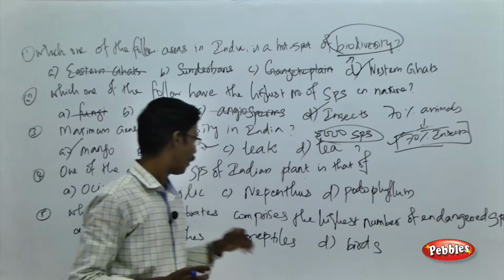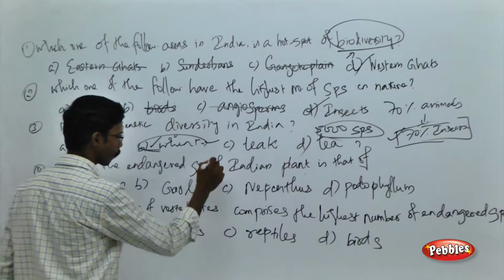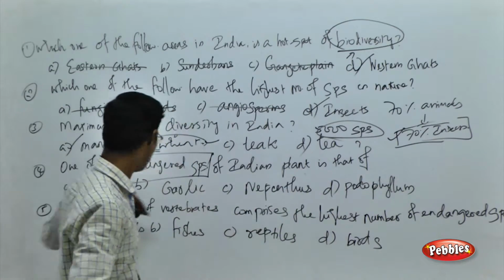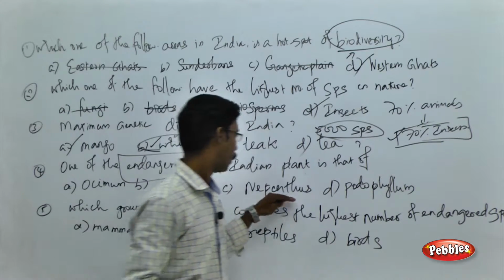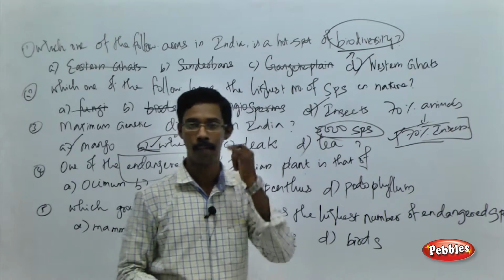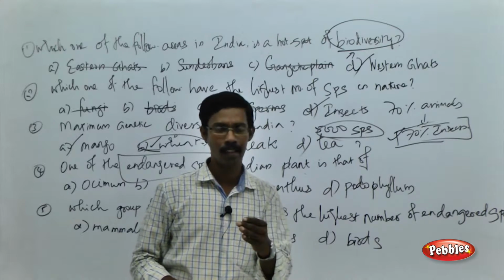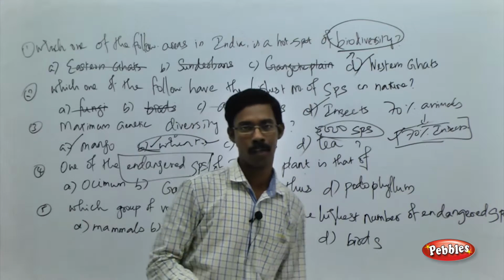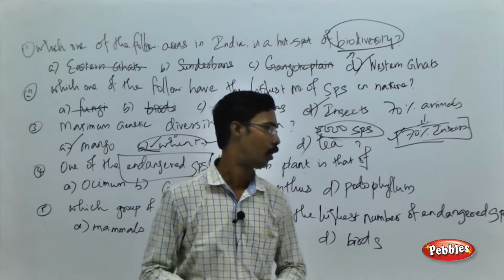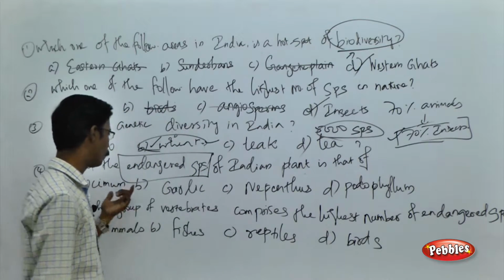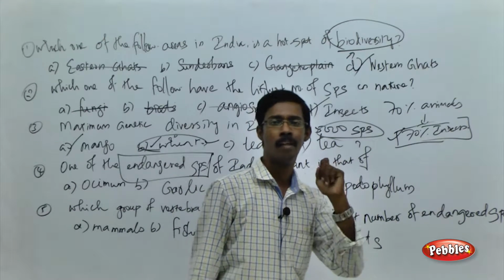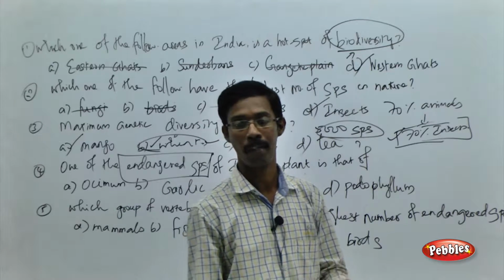One of the endangered species of Indian plants. See the choices: Ocimum, garlic, Nepenthes and Podophyllum. All the plants actually belong to the medicinal plants of India, and endangered refers to they are about to become extinct. They are being over exploited by the human population. That is the point you have to remember. All the varieties, Ocimum, garlic, Nepenthes, Podophyllum, belong to Indian medicinal plants. They are being harvested and utilized for their medicinal properties.